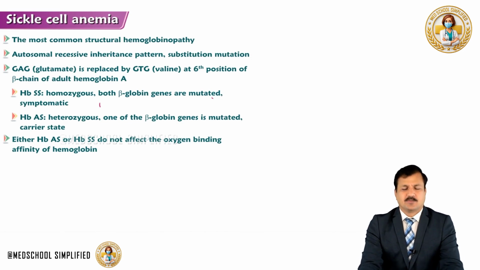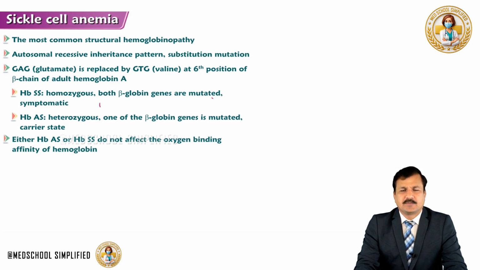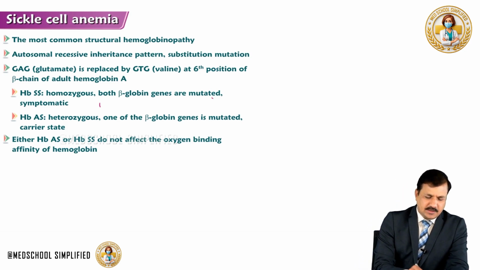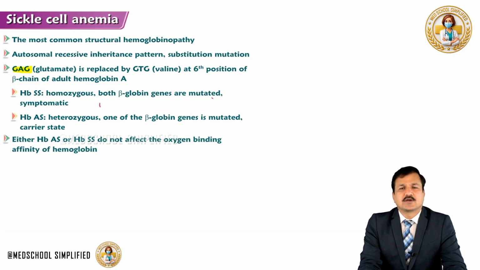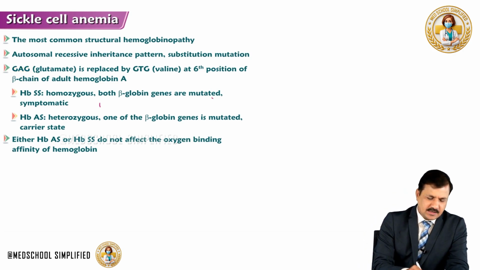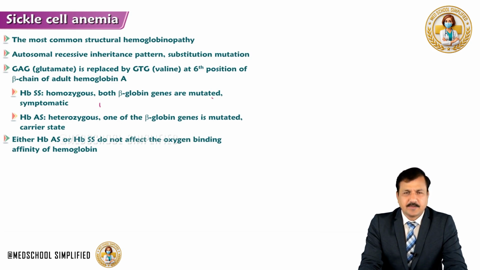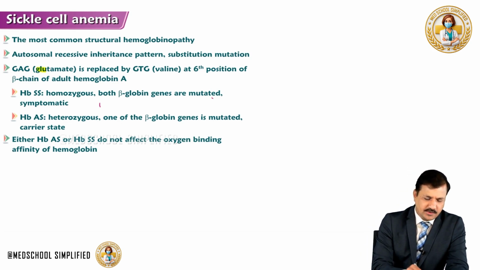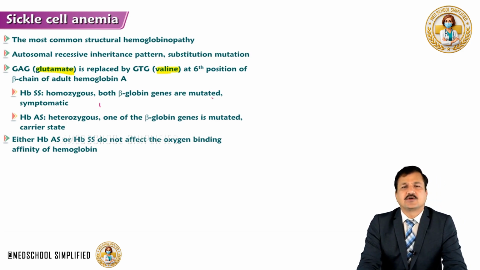Sickle cell anemia is the most common hemoglobinopathy and it follows an autosomal recessive inheritance pattern. The mutation in the beta-globin gene is seen in sickle cell anemia. It is a substitution mutation at the 6th place of the beta chain, where a codon coding for glutamate is now replaced by the amino acid valine.